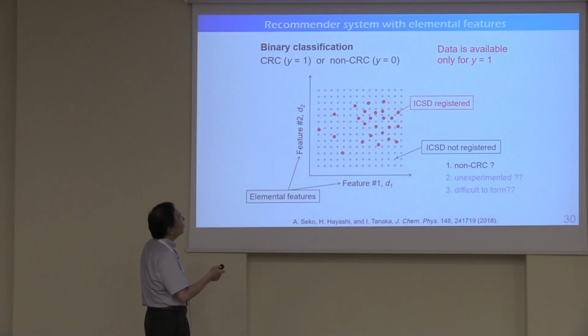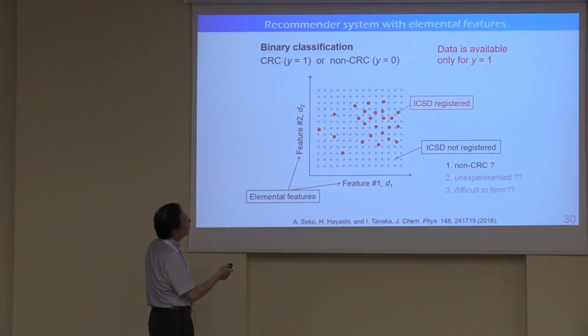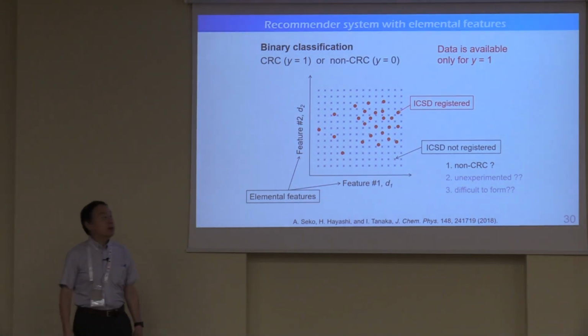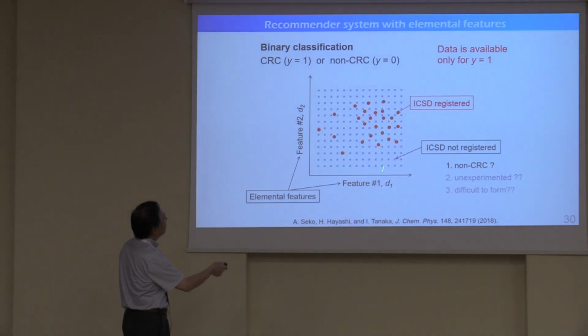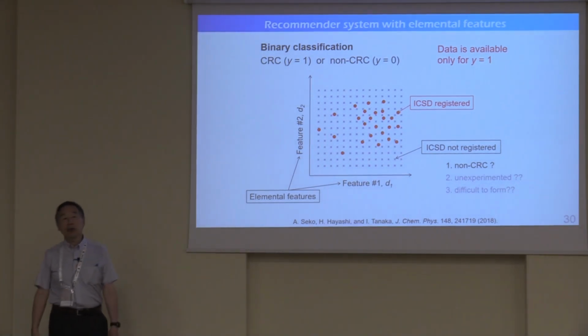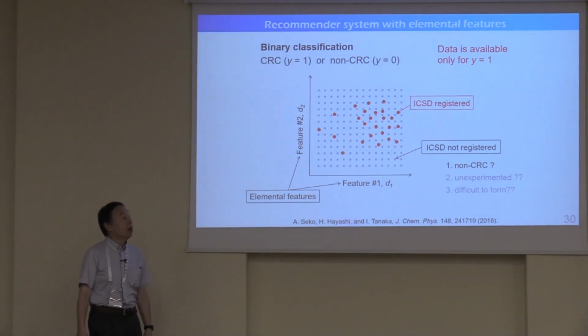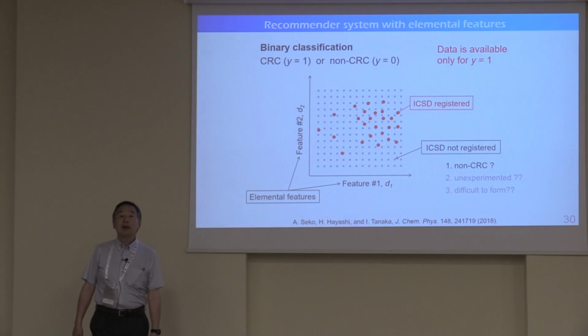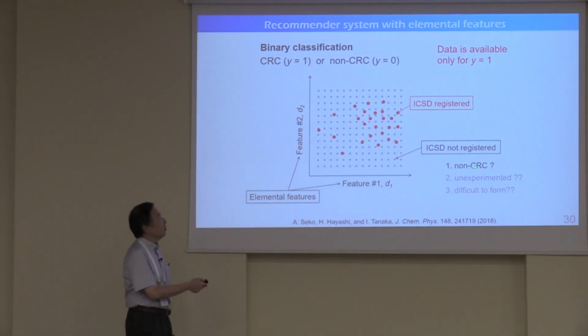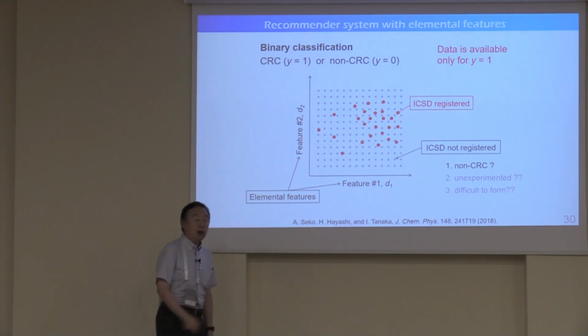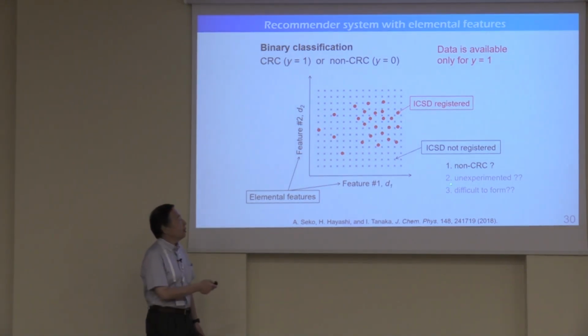And we have data in ICSD, and if the data is available, if it is registered, then ICSD registered compounds are plotted like that. The others are made in this grid point. They are mostly not registered in ICSD. But there are many possibilities for a non-registered point. This can be non-existent, or just an unexperimented chemical composition.